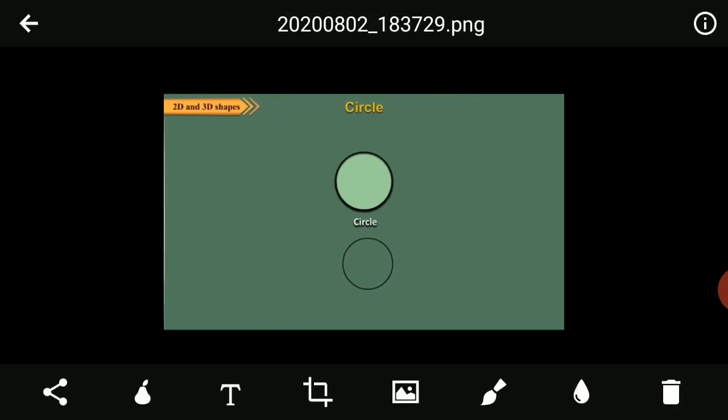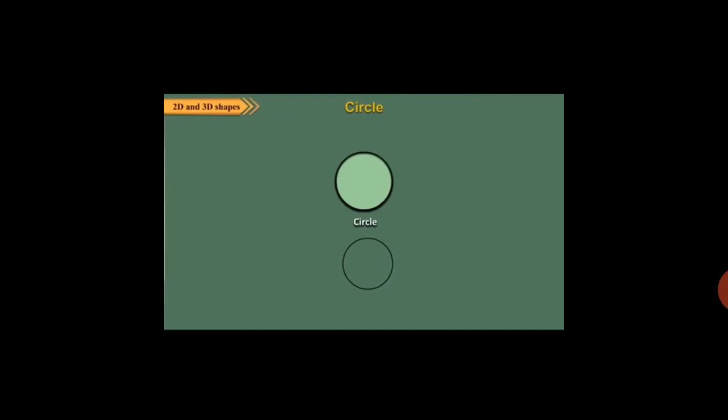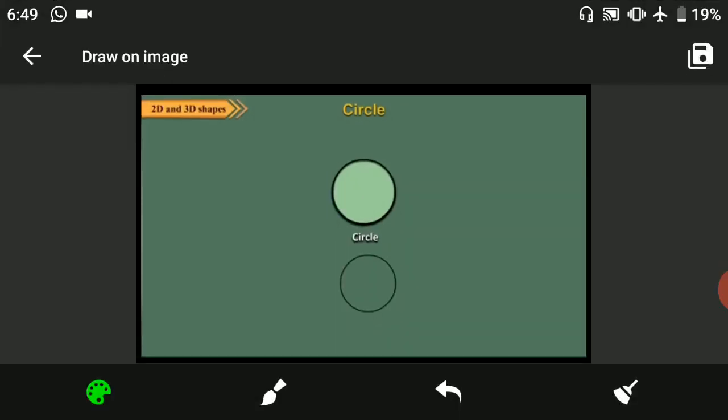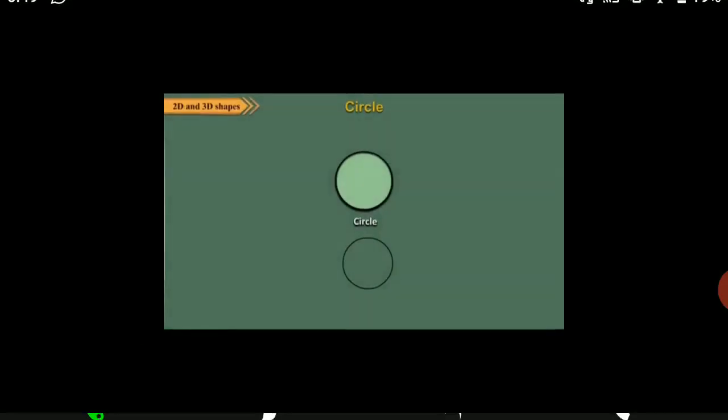Clear? Now we will discuss circle. Circle has how many sides? It has only one side. How many vertices is it having? No vertices and no edges the circle is having. So how many vertices is it having? It is having no vertex. Clear this thing, students? No vertex it is having.